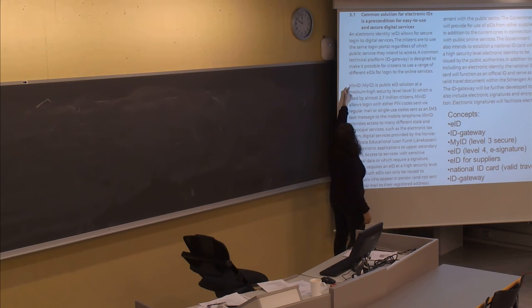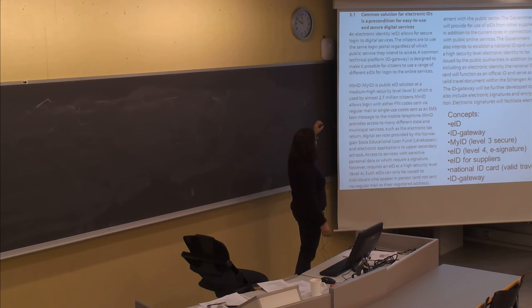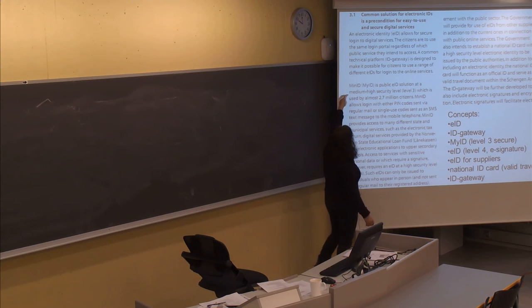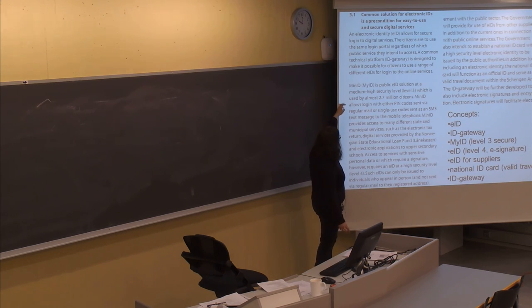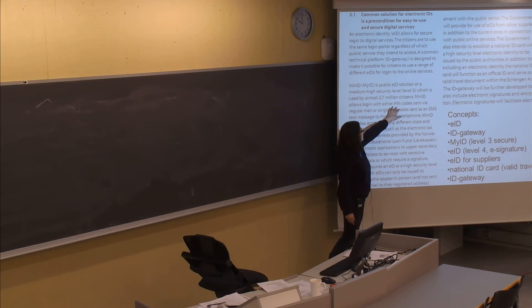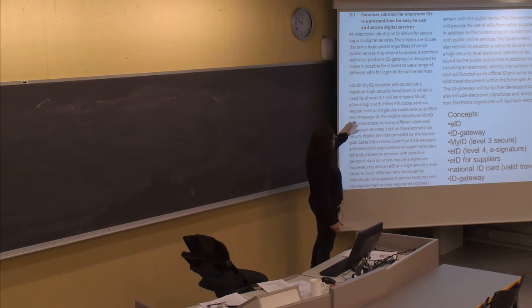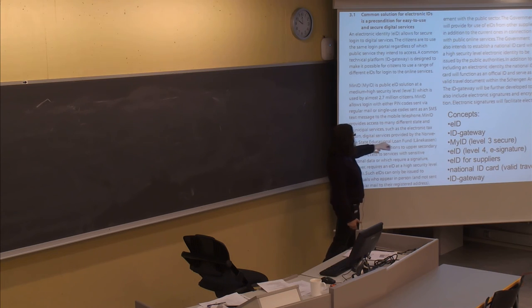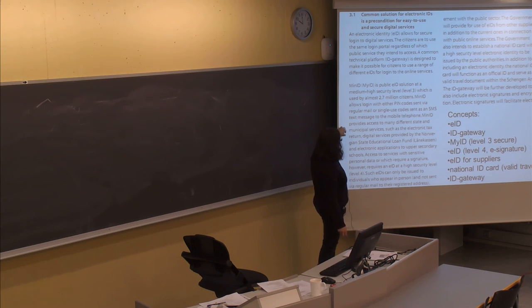And before we have the main ID, my ID, and that's the public EID solution. And it has a level 3 security, and it's used by most people, like for logging into and getting your tax information and submitting a tax form. And you get PIN codes, and these PIN codes are sent to you by either mail or by SMS messages. And then you can also have it mailed to you. And it provides access to state level, which is the national level services, or multiple municipality services.